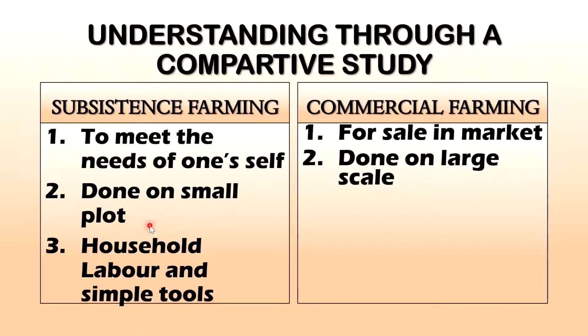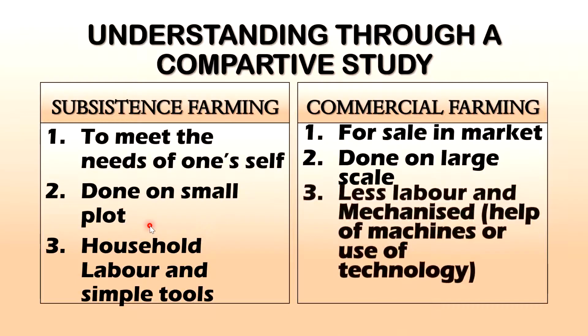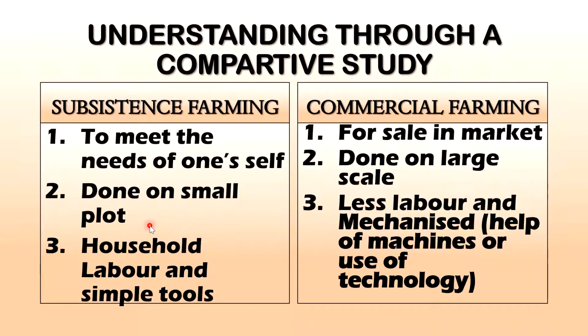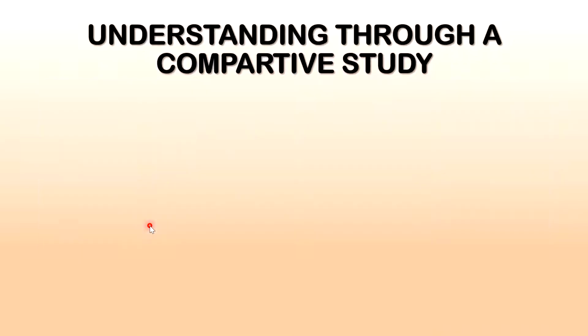Then let's see more about subsistence farming. The third point is that in this, household labor and simple tools are used. It's not very developed. Whereas in commercial farming, there is less labor and it is mechanized. What does mechanized mean? It means with the help of machines or the use of technology.